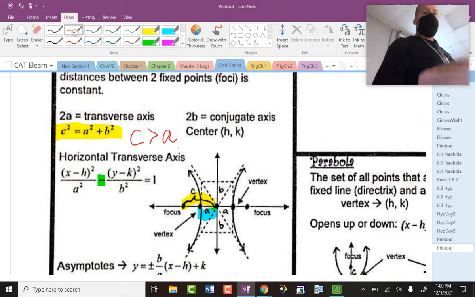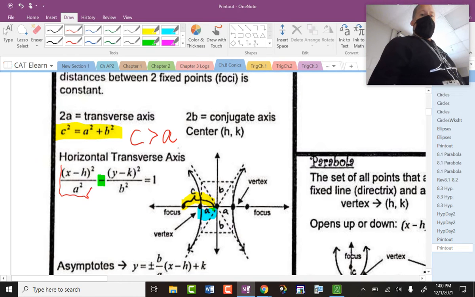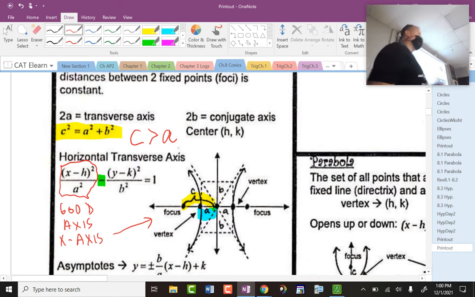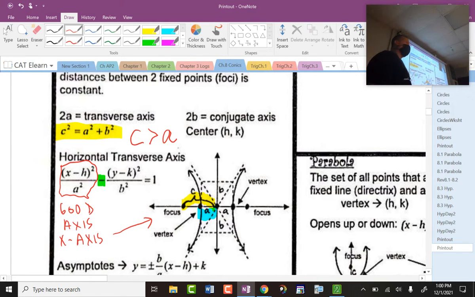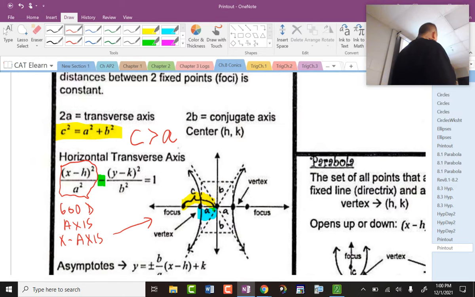Oh, and then there's one more thing you should write here. Good axis. Good is positive, bad is negative. Good axis is the x-axis. That's why it goes right, left. That's why this goes right, left. You can see the hyperbola actually drawn right, left, not up, down.